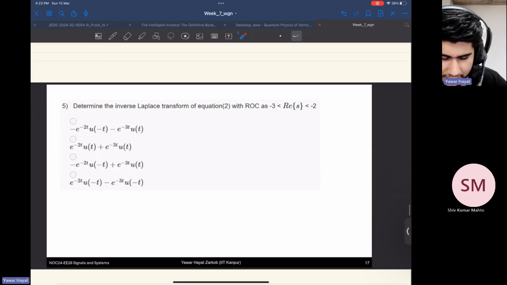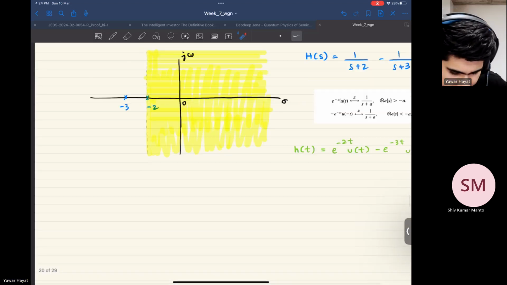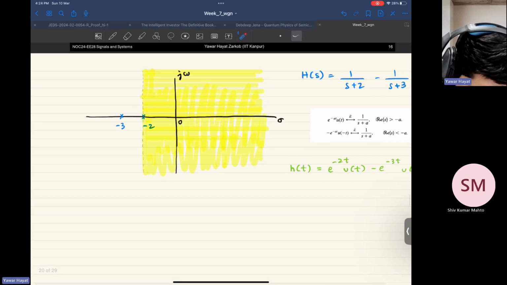Now, what about this scenario? You need to determine the inverse Laplace transform. Again, the transfer function is same. Only thing that has changed is the ROC now, right? The ROC is from -3 to -2.